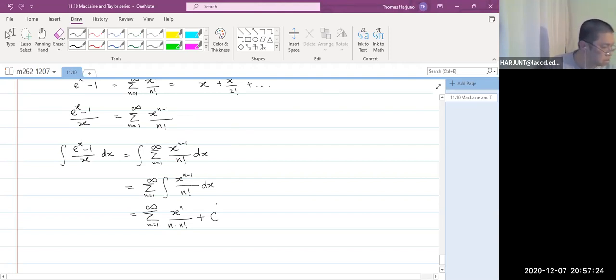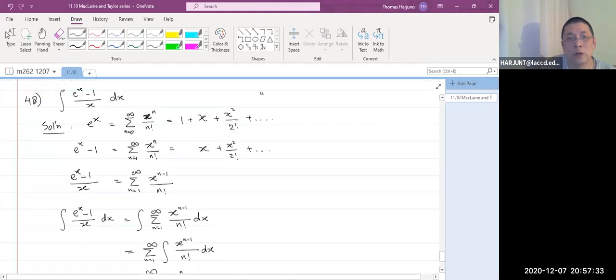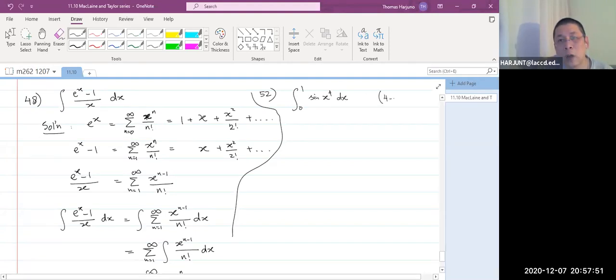Okay. Number 52. The integral from 0 to 1 of sine of x to the 4th dx, and we want to be accurate to 4 decimal places. Now I will show you how I will do it without finding the number of terms.